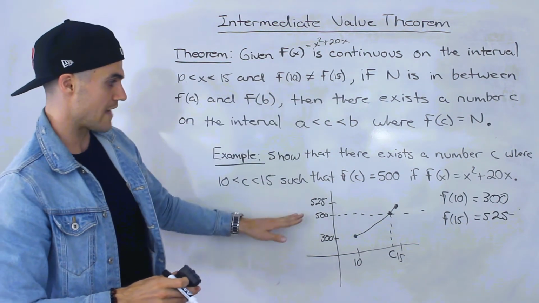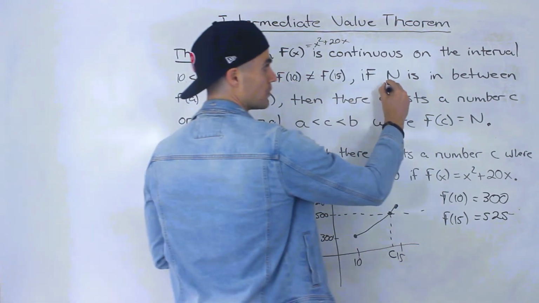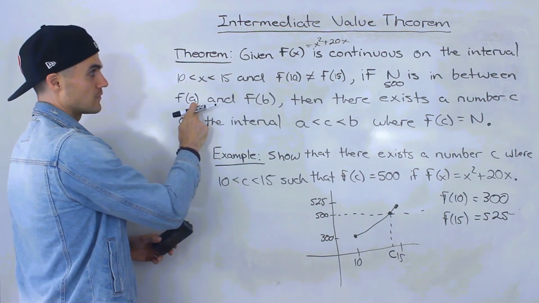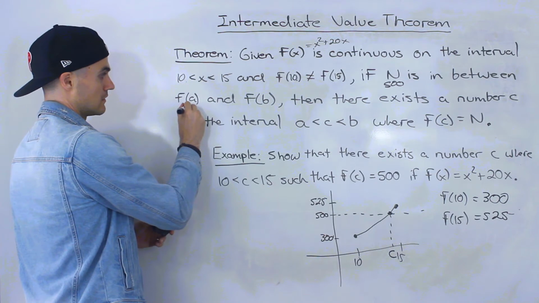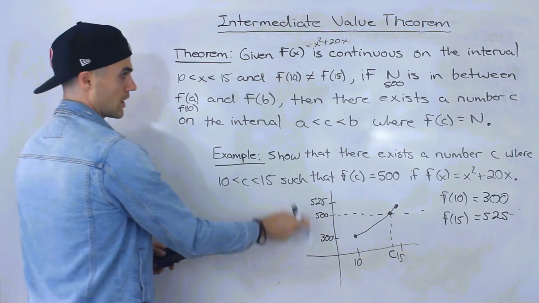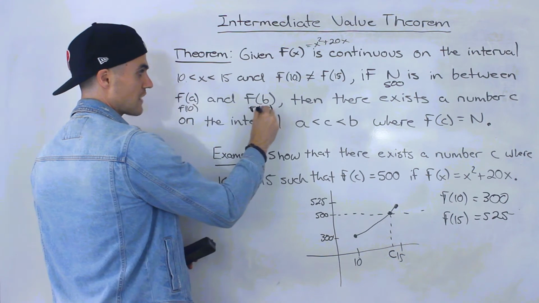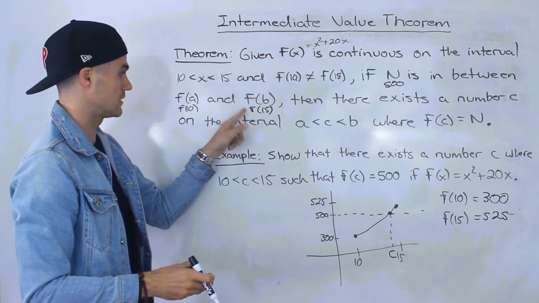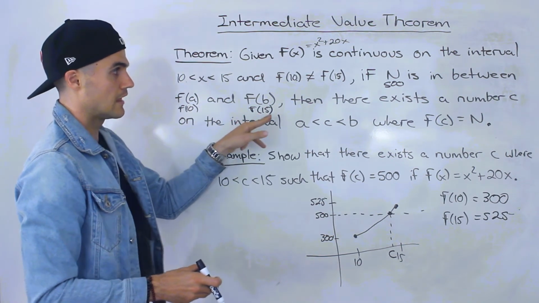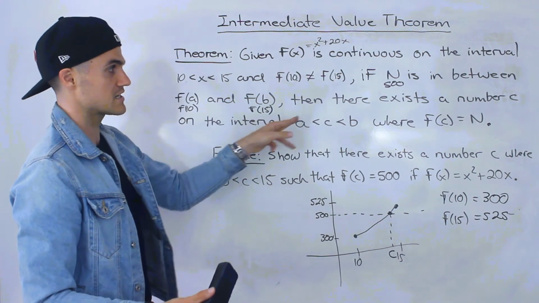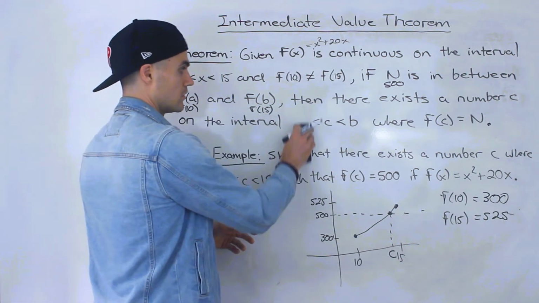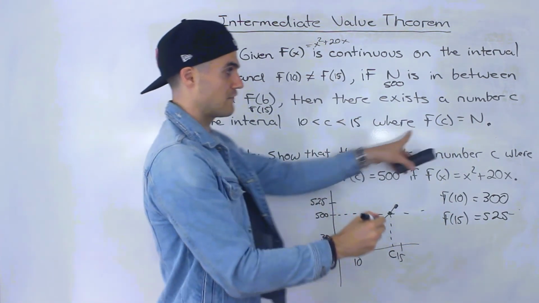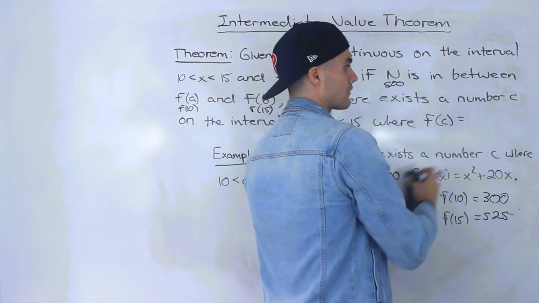If n, the n value we're looking at, is this 500, so we would put 500 here. If 500 is in between f of a, which is f of 10, which is 300, and f of 15, which is 525. So notice that 500 is in between f of 10 and f of 15, in between 300 and 525. Then by the intermediate value theorem, there exists a number c on the interval between 10 and 15, where f of c is going to equal 500.